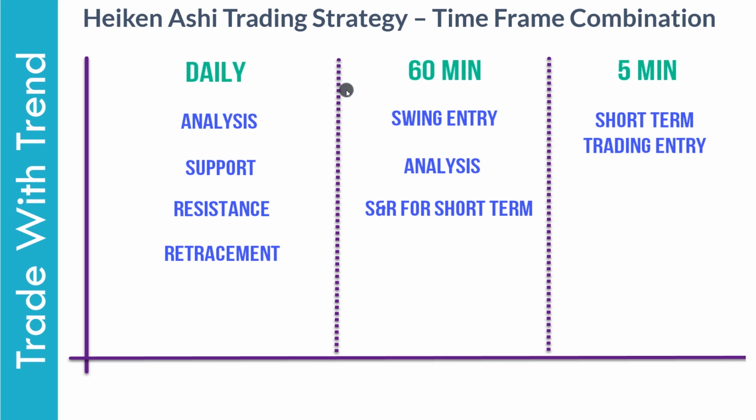What I do is I take a combination of daily time frame and 60-minute time frame together. On the daily time frame chart, I analyze the trend, mark out support and resistance, and conduct retracement analysis. Once this is complete, I then use the 60-minute time frame chart to take entry in the trade. If you want to trade over a very short term, you can use the combination of a 60-minute chart to analyze the trend and then use a 5-minute time frame chart to enter the trade. I hope this aspect is clear.